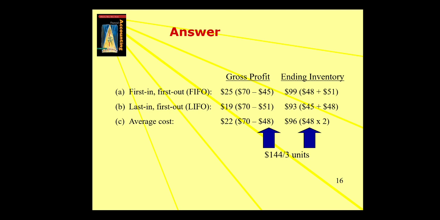The ending inventory is the 2 inventory units left, the $48 inventory and the $51 inventory. So the total ending inventory value is $99.